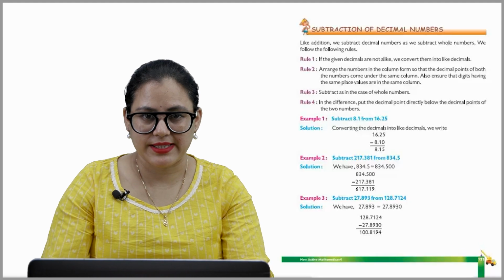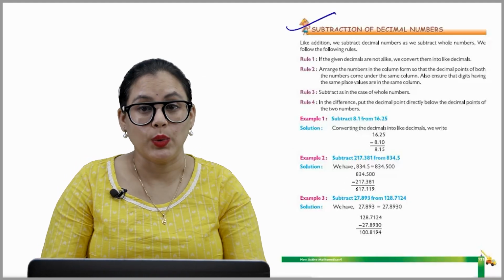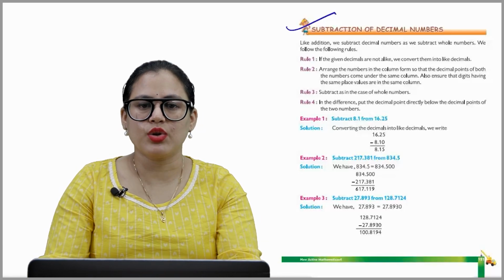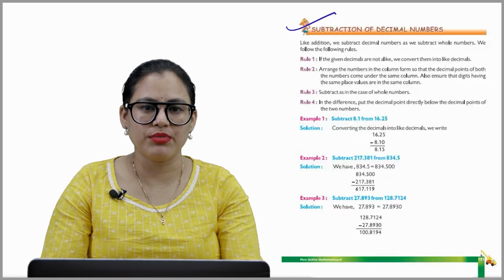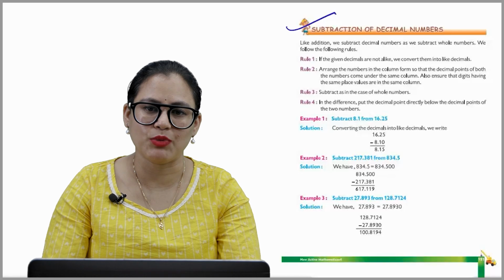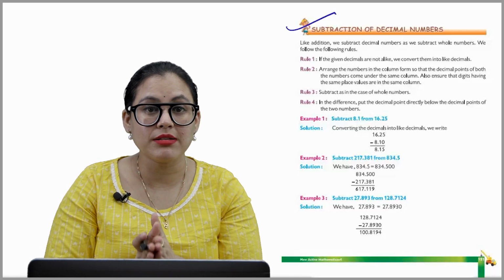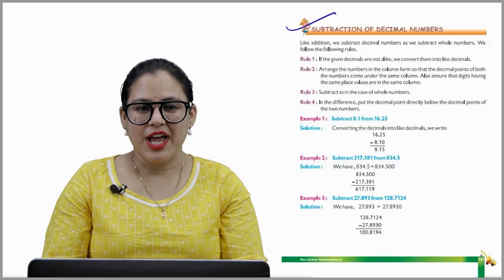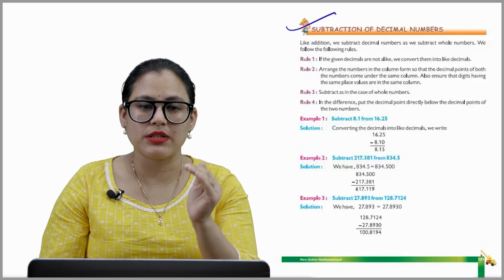Subtraction of decimal numbers. Like addition, we subtract decimal numbers as we subtract whole numbers. We follow the following rules. Rule 1. If the given decimals are not alike, we convert them into like decimals. Rule 2. Arrange the numbers in column form so that the decimal points of both the numbers come under the same column. Also ensure that digits having the same place values are in the same column. Rule 3. Subtract as in the case of whole numbers. And rule 4, in the difference, put the decimal point directly below the decimal points of the two numbers.